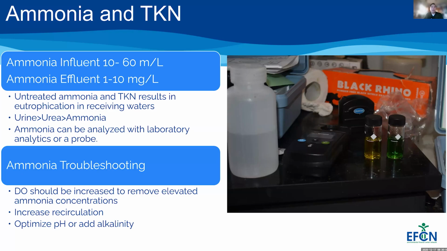That's done because those bacteria that carry out the nitrification are very sensitive to pH changes. So you kind of want them in that optimal 6.5 to 8.5 range. By keeping it there, you can make sure that they're not shocked and that ammonia can be properly treated.